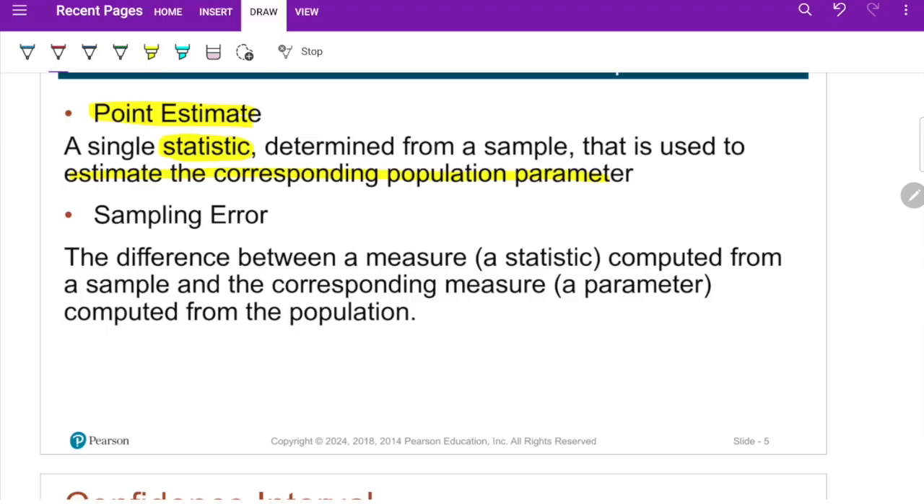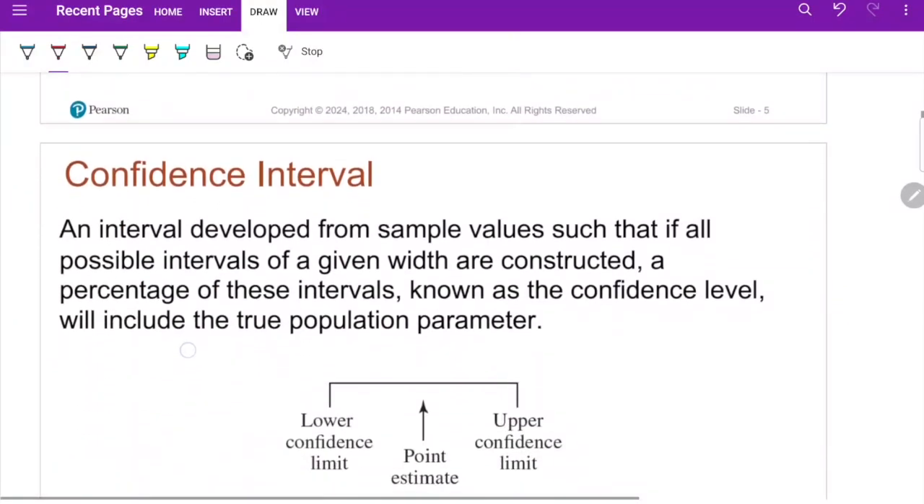And the point estimate of the population mean is going to be the sample mean. This is the point estimate for the population mean.